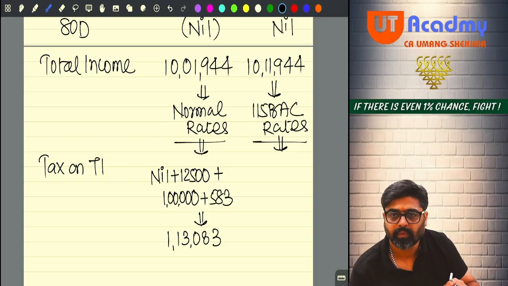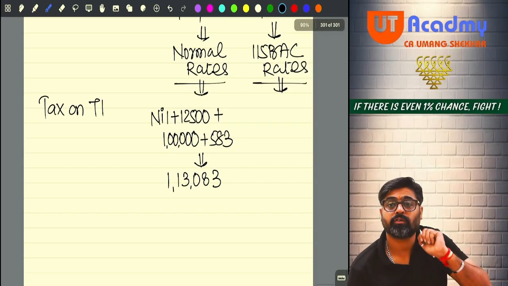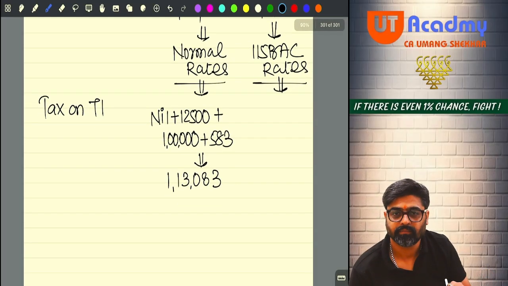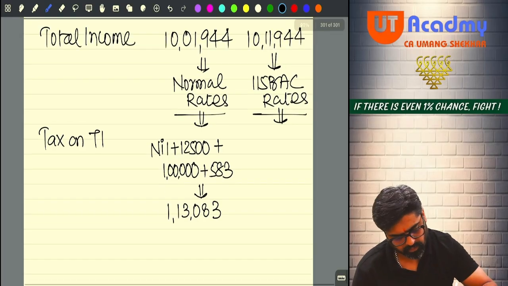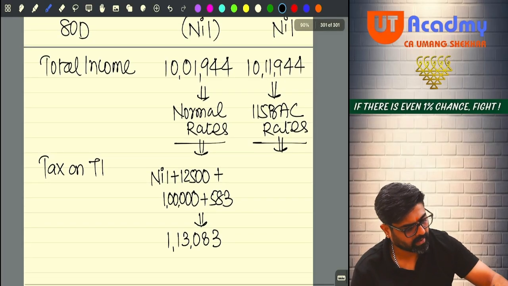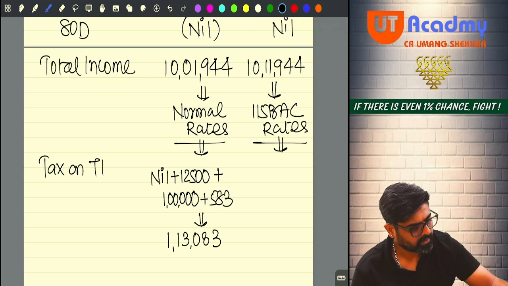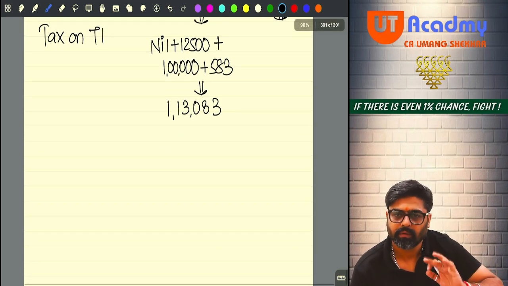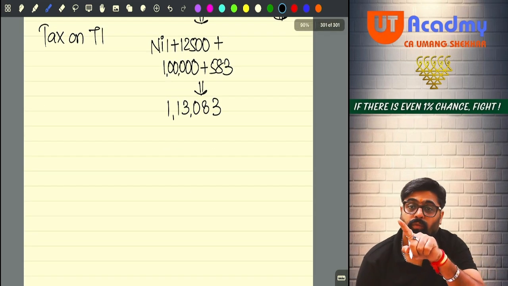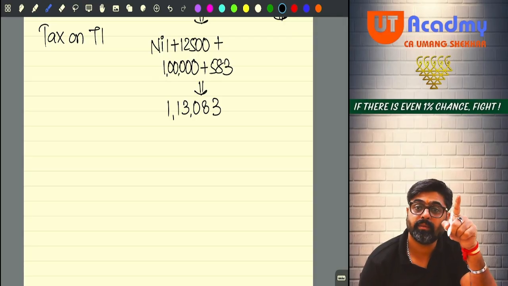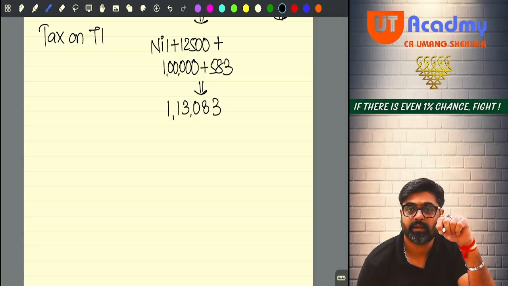Wait. Now this is the tax on my total income. 1,944, no? 1,944 into 30%. Yeah, 583. Correct? Now pay attention. This 1,13,083 will be my tax on total income.